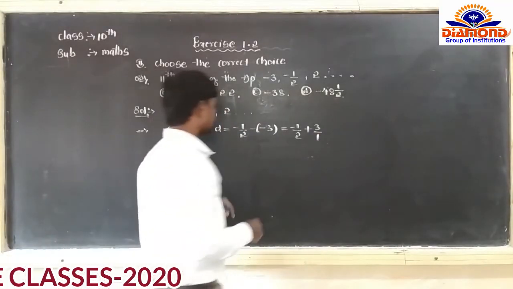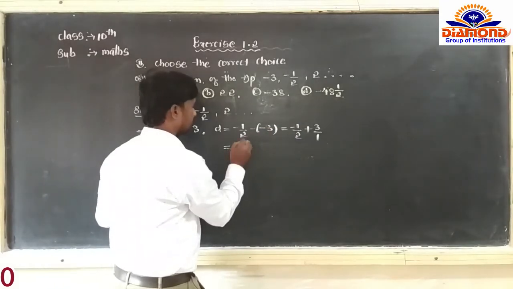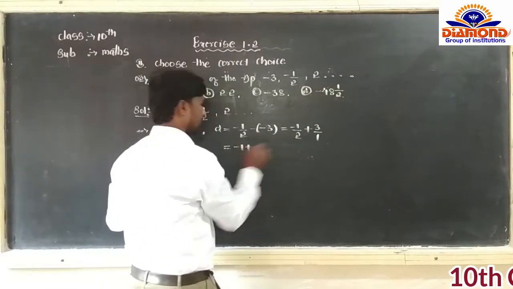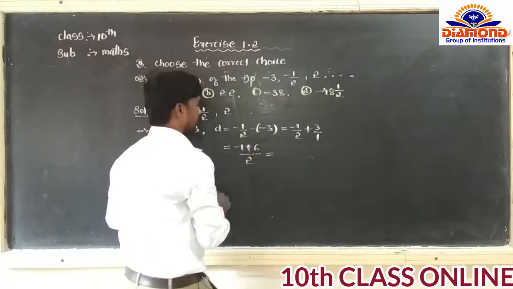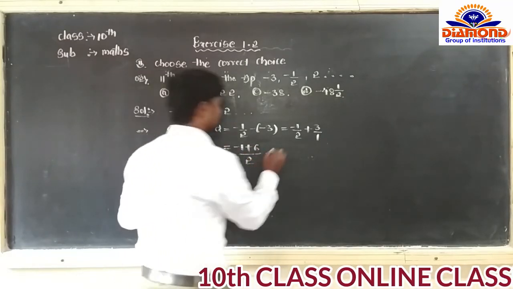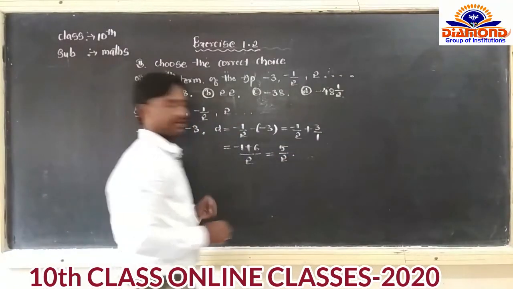Okay. Next, 1 into minus 1 is equal to minus 1, plus into plus is equal to plus; 2 3s are 6 upon 2 1s are 2, dear students. Next, minus 1 plus 6 is equal to the answer, plus 5 by 2. This is the common difference, dear students.